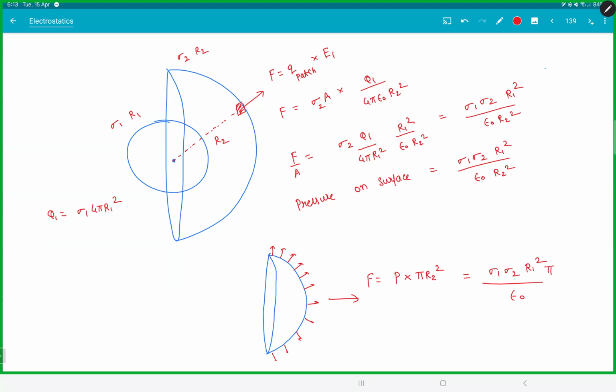Did you see what I did? I took a small patch. I found the force on that small patch and divided by area, got the pressure on the small patch. And once I did that, I got the pressure on the surface. Then I simply used the projected area. It makes your life easy. Otherwise, you literally have to take elements and integrate each element, because the force will be in different directions, right? We have to take i cap, j cap, and then integrate. Projected area saves you time. Is this clear, everyone?